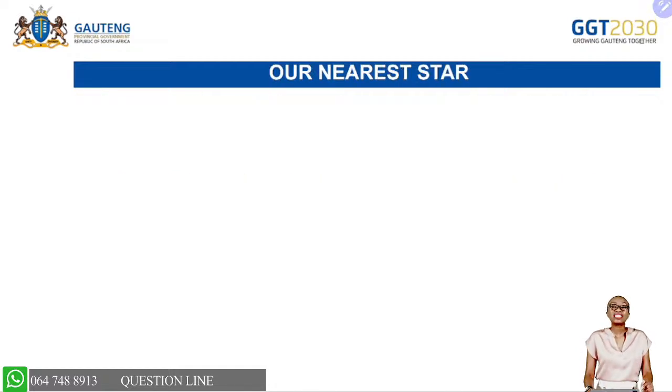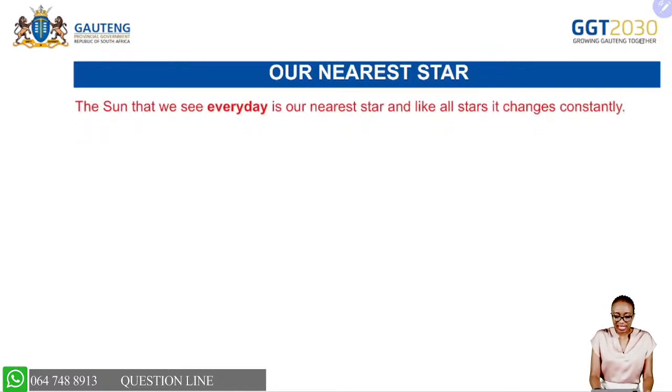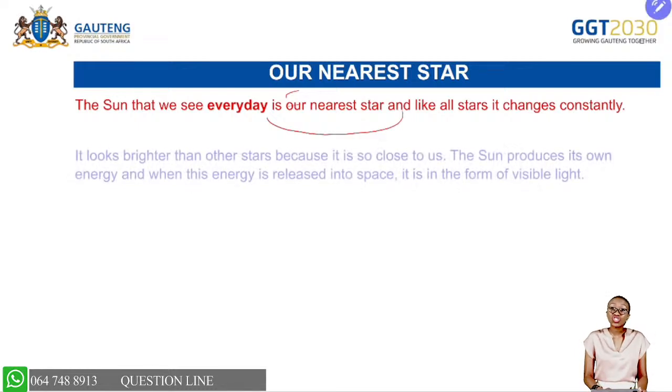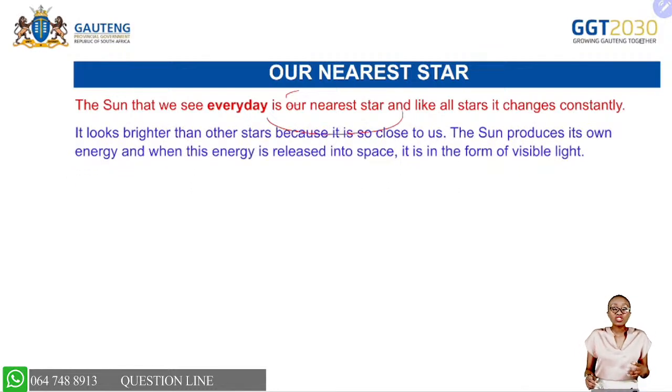So now let's begin our lesson. Our nearest star, which is the subtopic for today. The sun that we see every day is our nearest star. And like all stars, it changes constantly. It looks brighter than other stars because it is very, very close to us. That's the reason why the sun looks brighter than the other stars. Remember when we learned our first lesson?